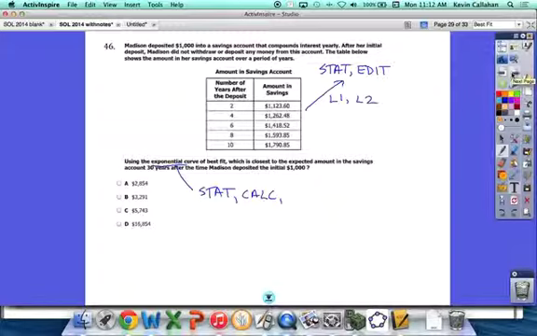Scatter plots, stat edit. Put the x and y values under L1 and L2. Stat calc, and this one was exponential, so use the exponential regression. And in this case, it wasn't asking you for the equation. It was asking you to make a prediction. Once you've got the equation, plug in 30 and see what you got.